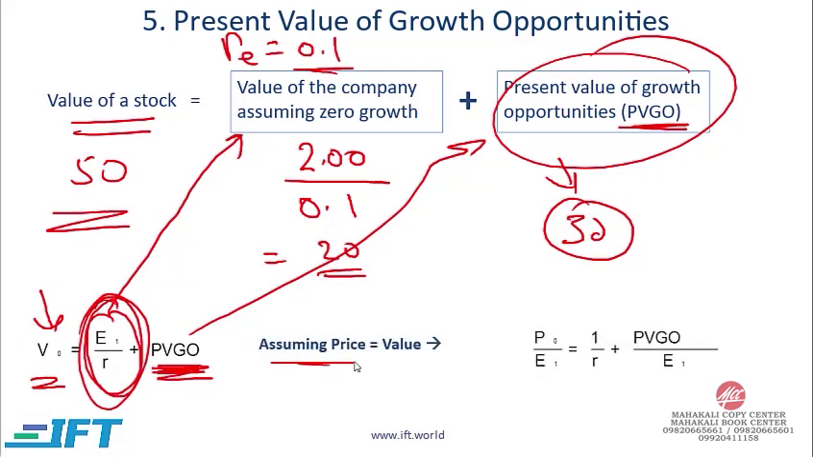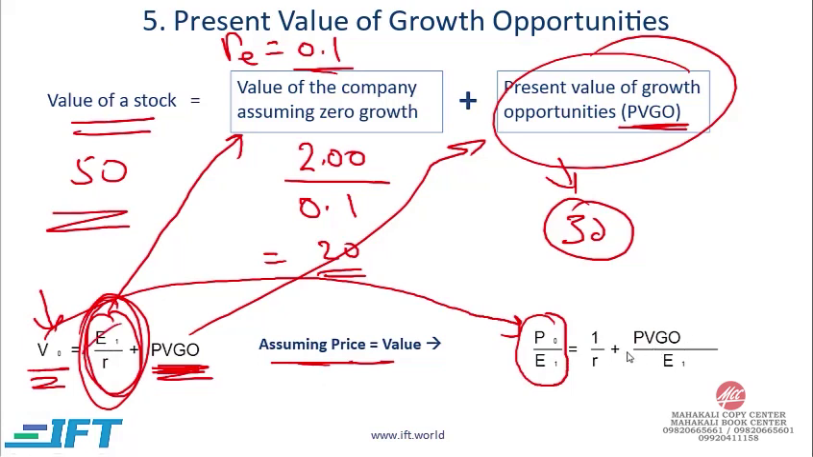Assuming price equals value, an efficient market in other words, you can first replace V with P because we are assuming they are the same. And then if you divide both sides of the equation by E1, what do you have on the left? You have the leading PE ratio. On the right you have 1 over R because this E1 will cancel out, plus PVGO divided by E1.